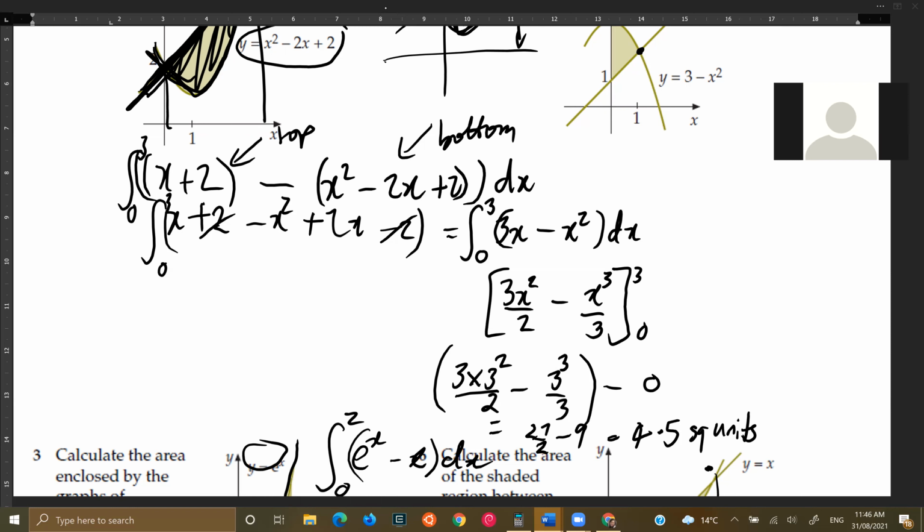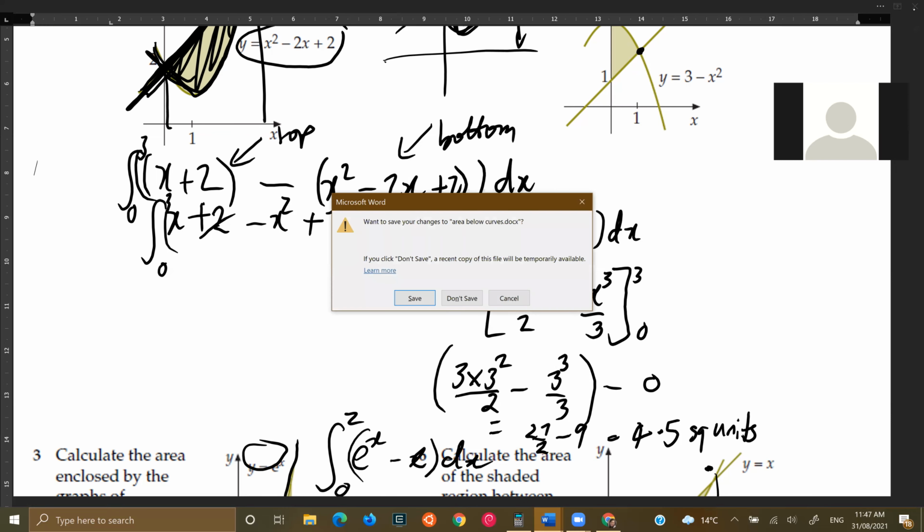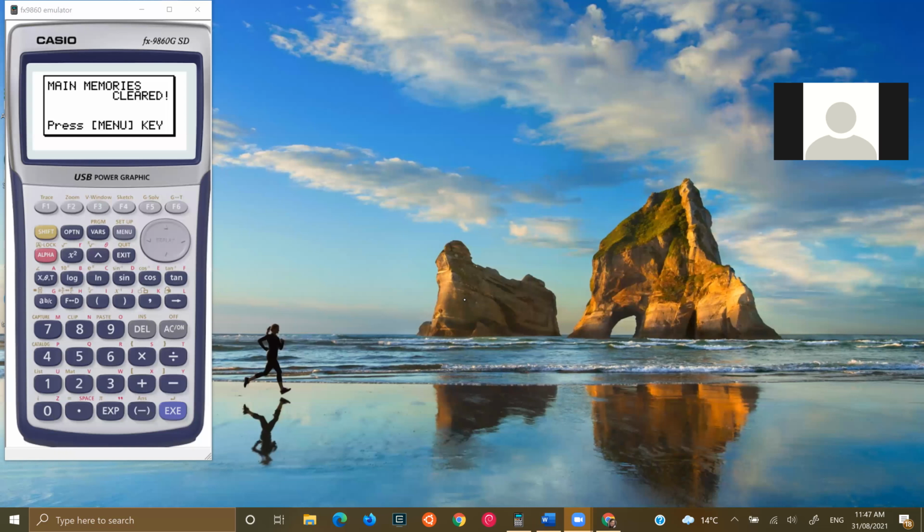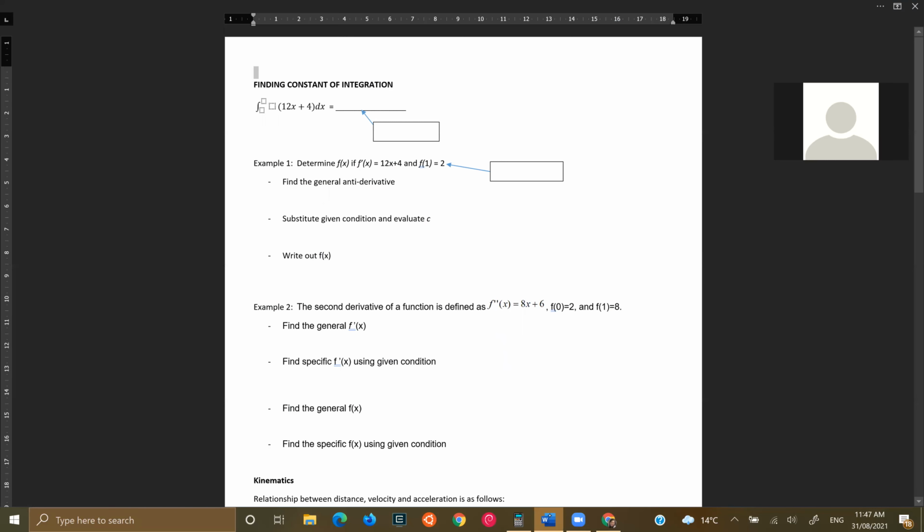Okay, I can see some thumbs up coming up. That's good. All right, if you're happy with that, then I'd like to move on to the next bit, which is finding the constant of integration.